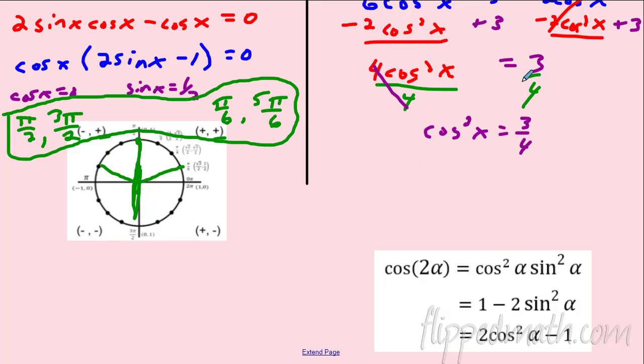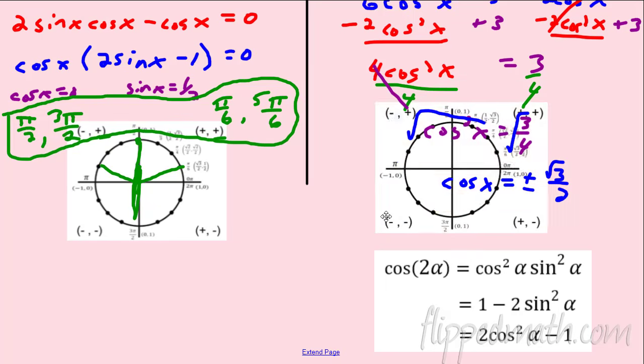And so I want regular old cosine. So what do I got to do? I got to square root both sides. Oh my gosh, this problem just keeps on going. So I can say cosine x equals what? Plus or minus. If I square root the top, I get radical 3. Square root the bottom, get 2. Well, that's convenient. That's something I can see on my unit circle, which I have right here.